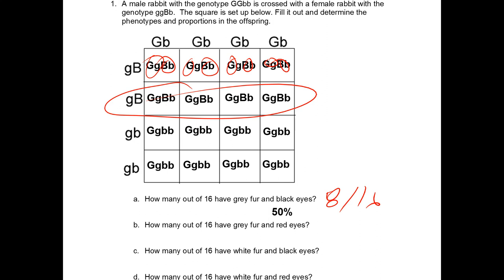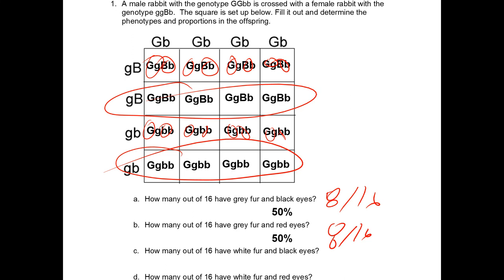What about gray fur and red eyes? 50%. Same thing here: 8 out of 16, 50%.